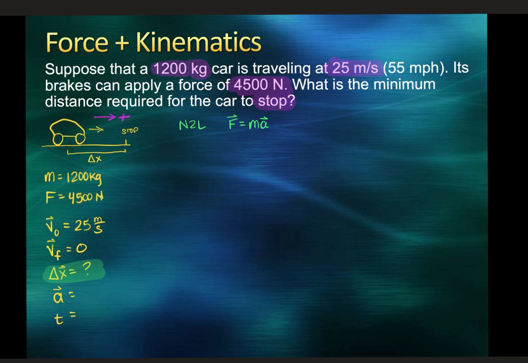And so what I can actually do here is solve F equals ma for a. To simply rewrite that, acceleration is going to be equal to the force divided by the mass, which in this case is 4,500 newtons divided by the mass of 1,200 kilograms. When I do that division, I am very quickly going to do it on my calculator.